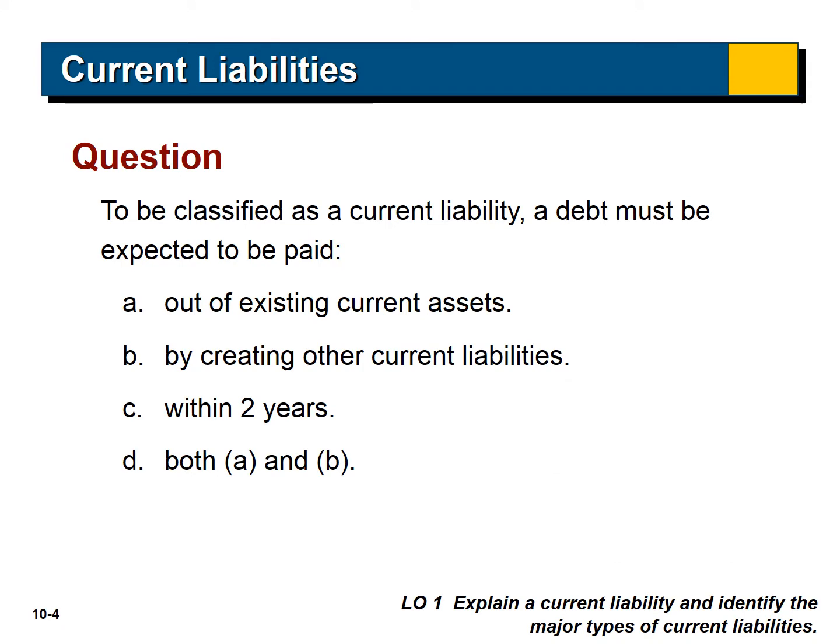To be classified as a current liability, a debt must be expected to be paid, both A and B, out of existing current assets, such as cash, for example, or creating other current liabilities.